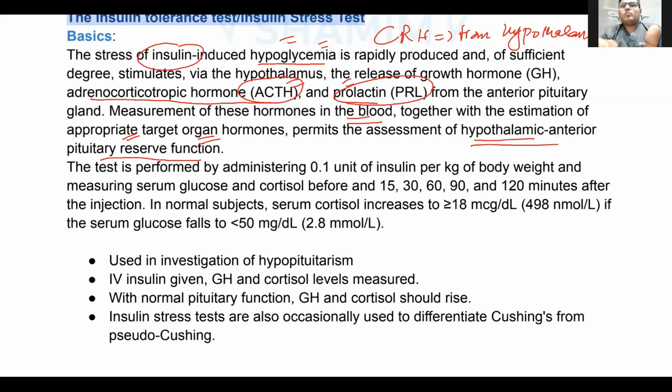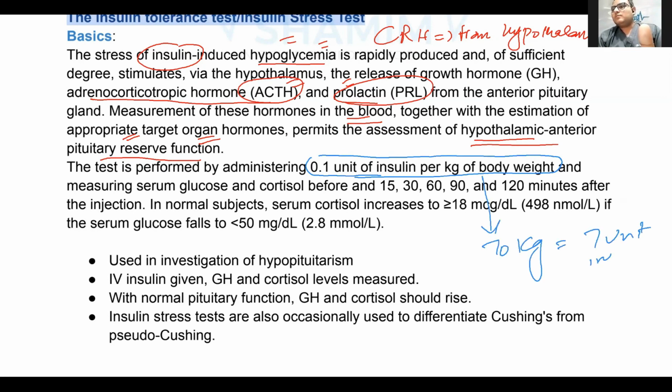So what is the procedure of the test? We inject 0.1 unit of insulin per 1 kg of body weight. Let's suppose it's a 70 kg man, we will give 7 units of insulin. We measure the glucose and the cortisol before, and then at 15 minutes, 30 minutes, 60 minutes, 90 minutes, and 120 minutes after the injection of the insulin.